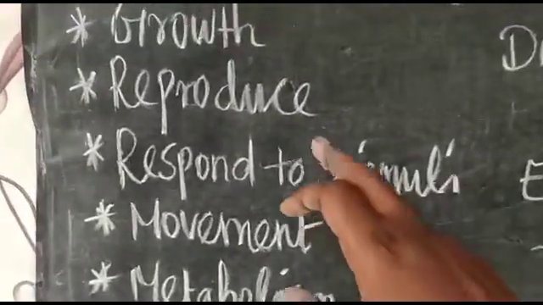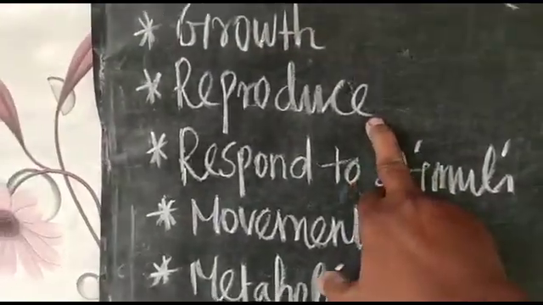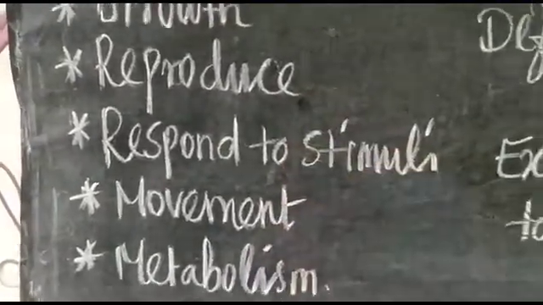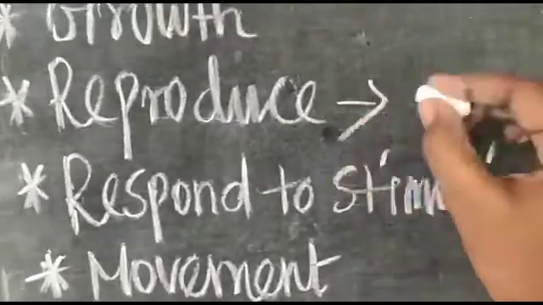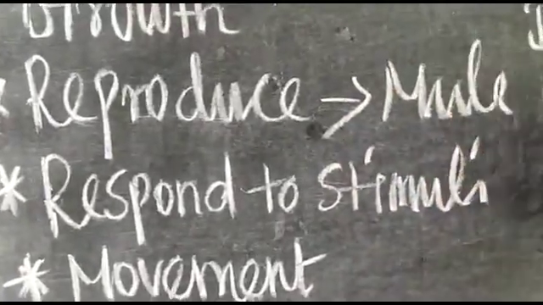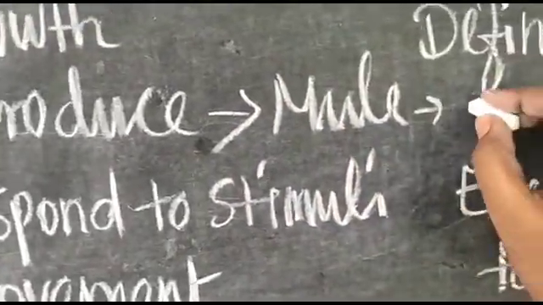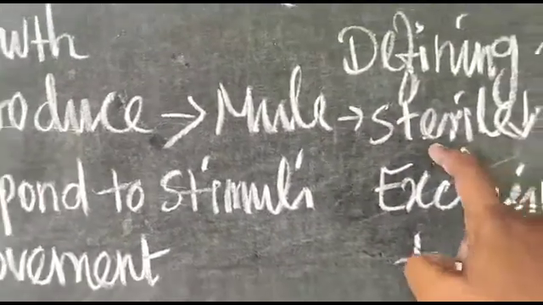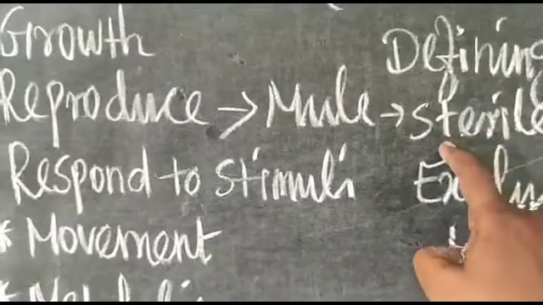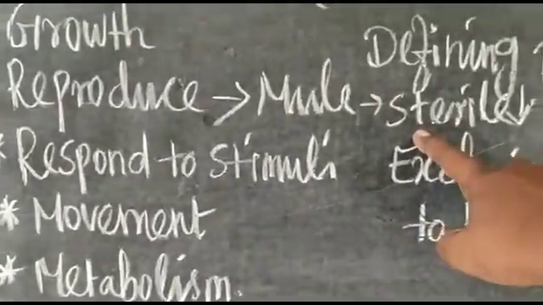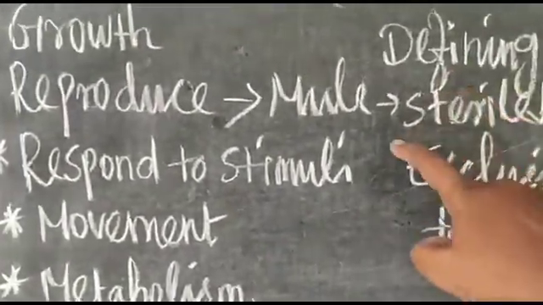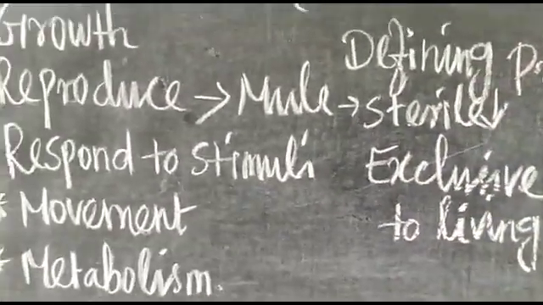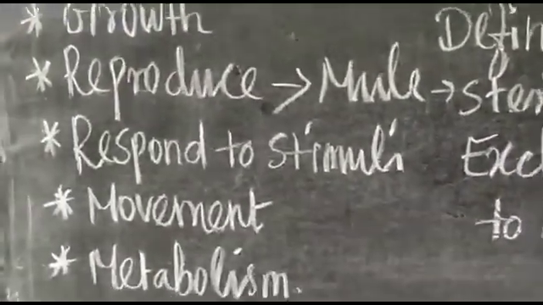Next, for reproduction, all living organisms reproduce, but there are exceptions. For example, the mule is a hybrid variety. It is sterile in form. So because of this sterile condition of the organism, reproduction is not a defining property.